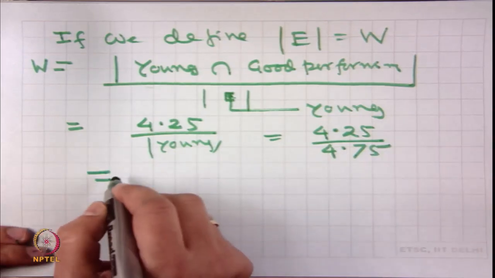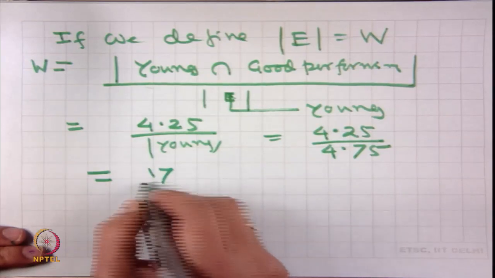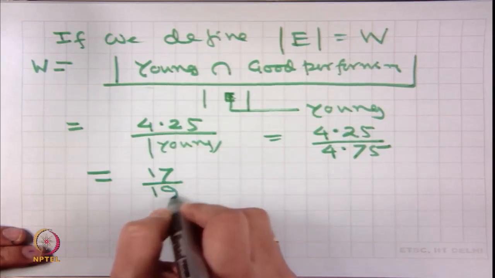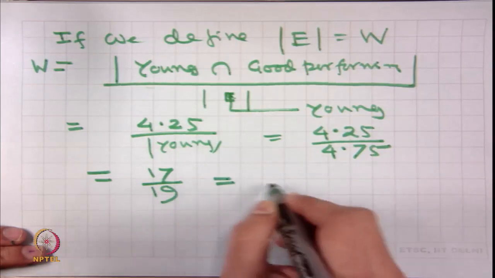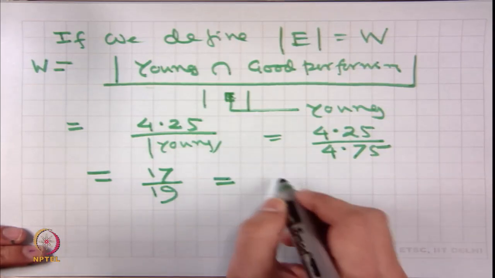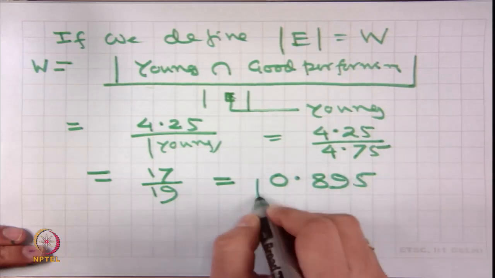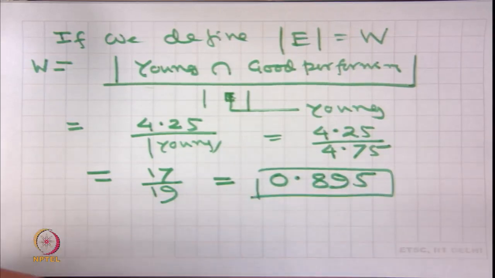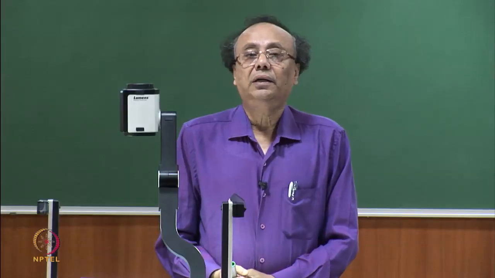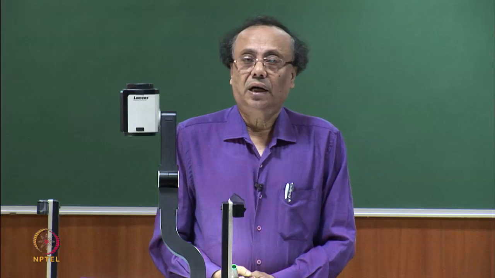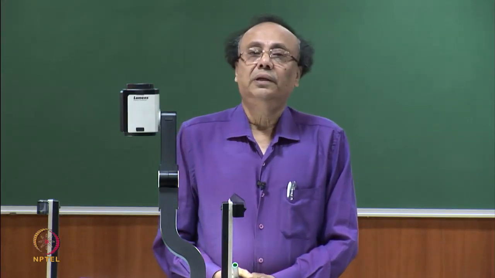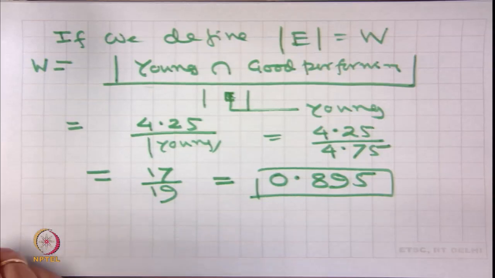is equal to 17 upon 19 is equal to 0.895. Therefore, given the fact of the class, the truth value of the statement that almost all the young students of the class are performing good is 0.895.